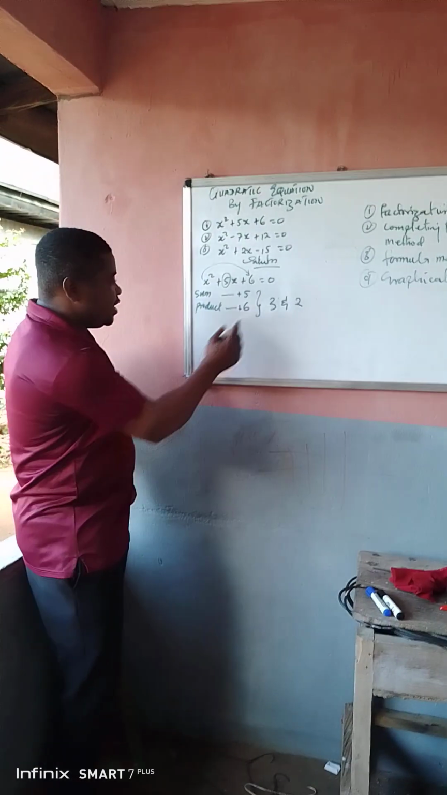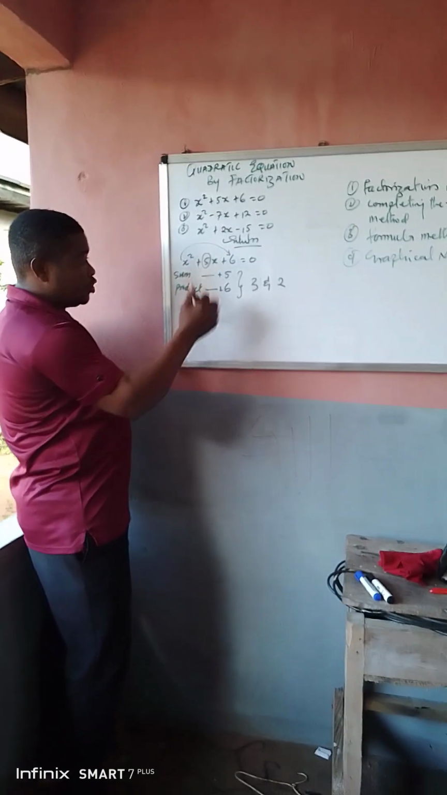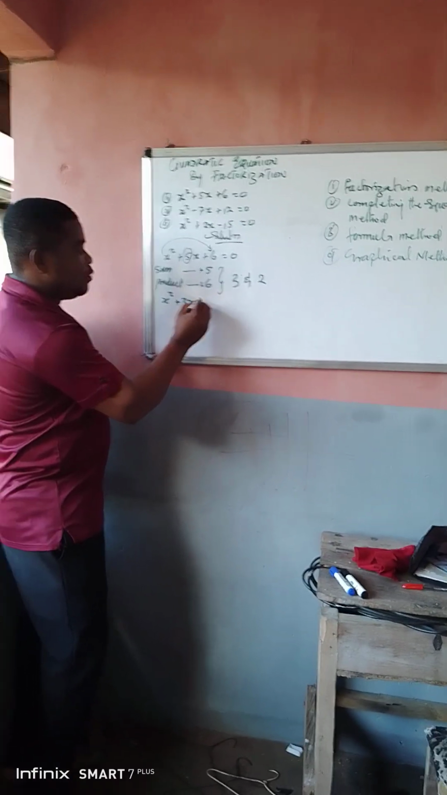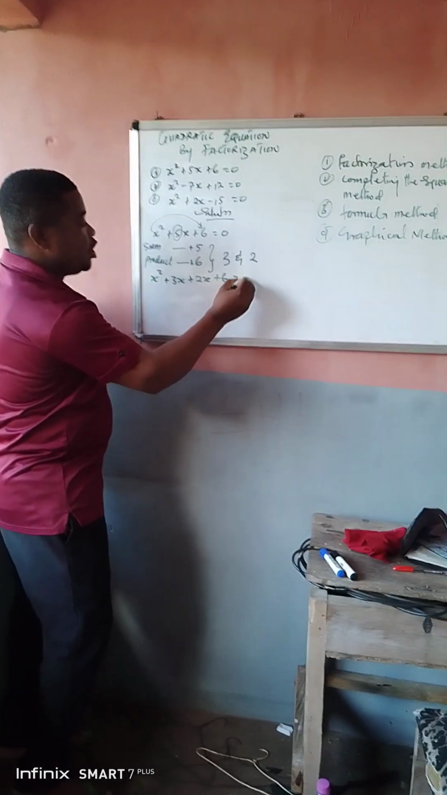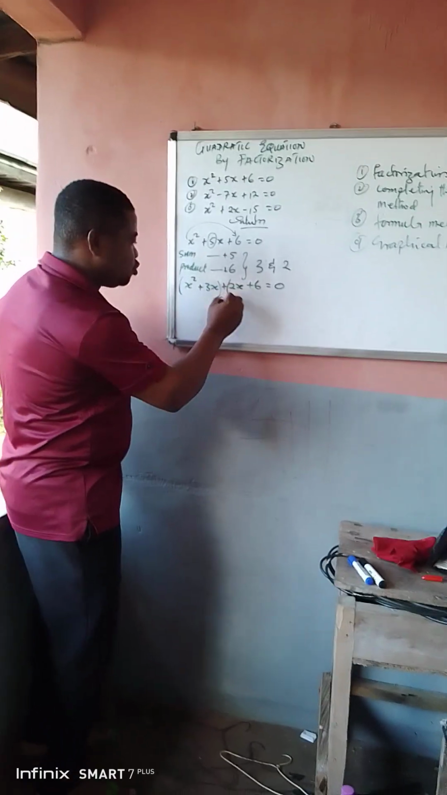Friends, let's go ahead. Now, you are going to replace the middle term with the two numbers that make up the sum. So your equation will now be x squared plus 3x plus 2x plus 6 equal to 0. At this point, you group to factorize. You group in twos this way.